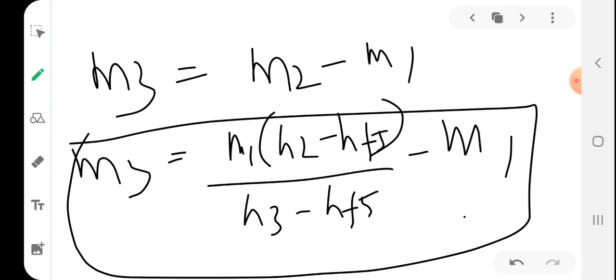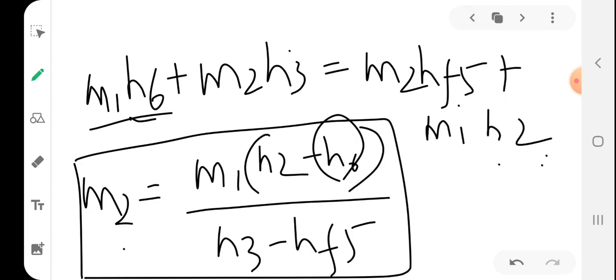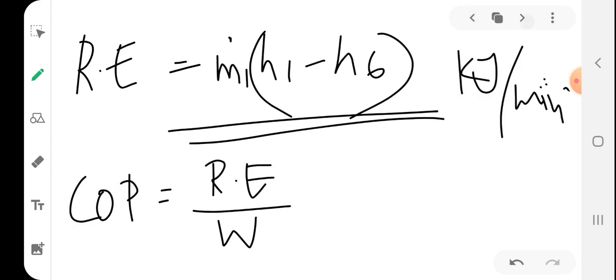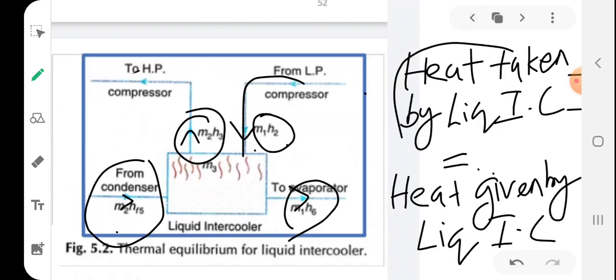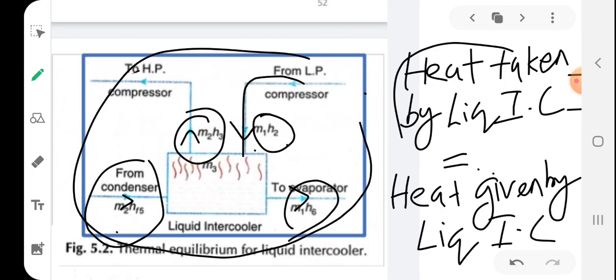So you learn how to find m3 and you learn how to find m2. So you can substitute for m2 here in the equation of COP. You can substitute for m2 as m1 into (h2 - hf5) by (h3 - hf5). So that is how you find the COP of the system. Okay. So this is the thermal equilibrium case for a liquid intercooler.